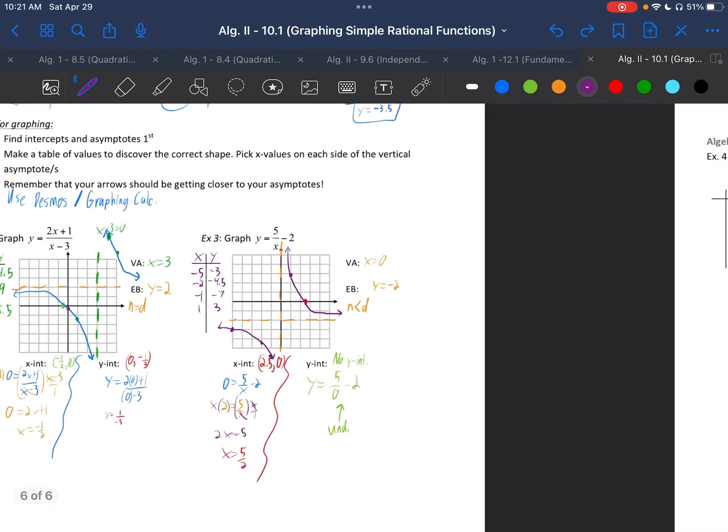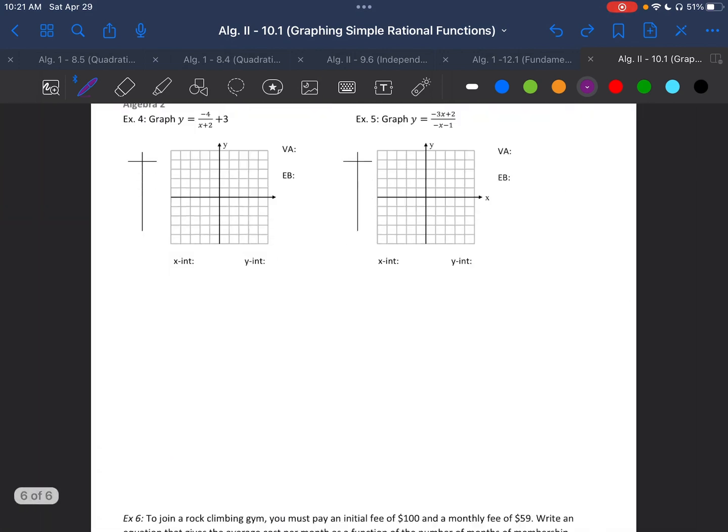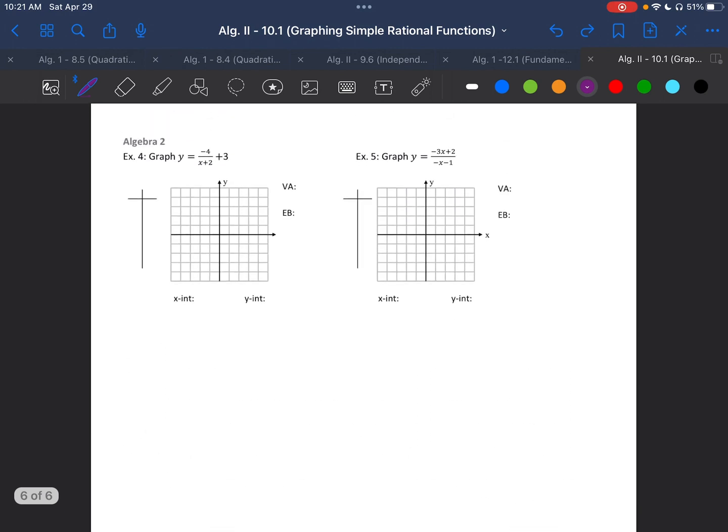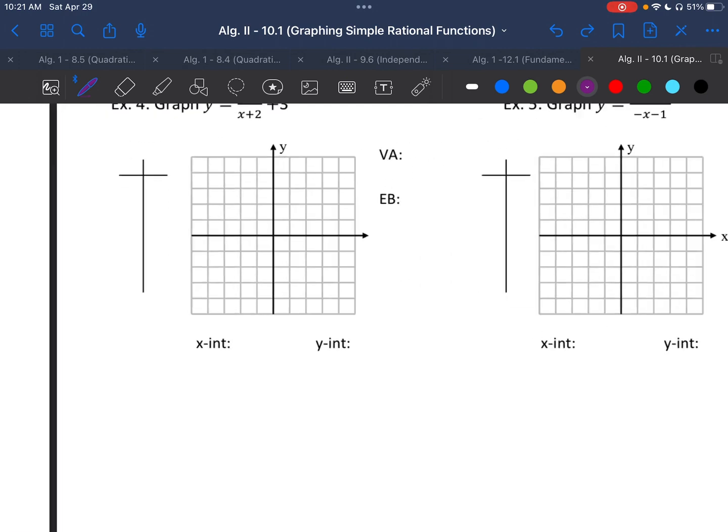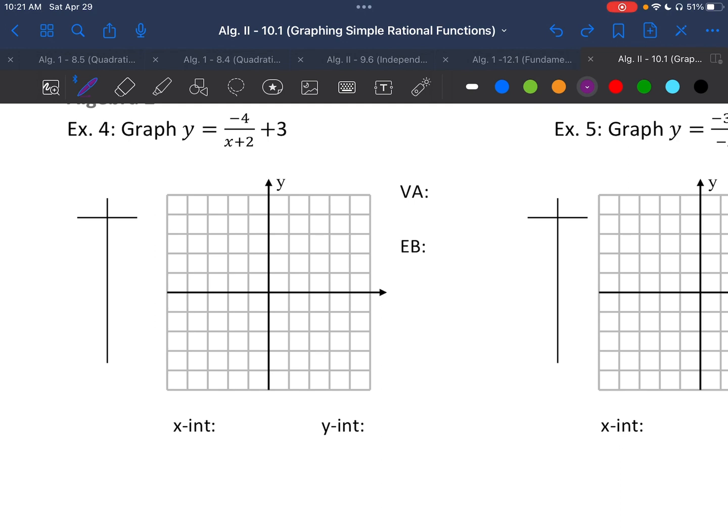All right, moving on to our next page, our last couple of graphing examples before moving to a more real life example here. So once again, try this one as much on your own as you can.